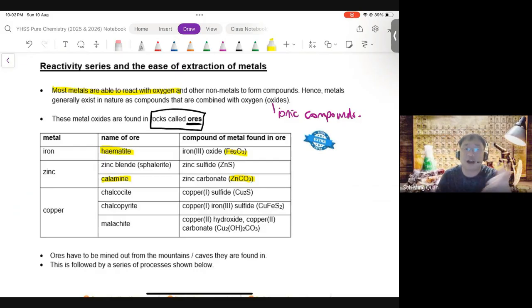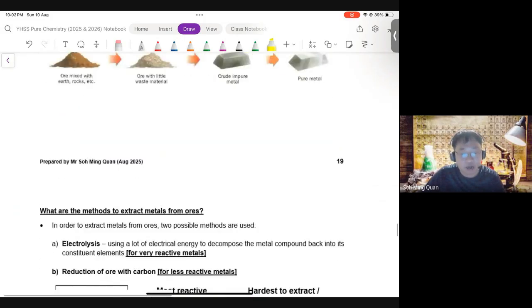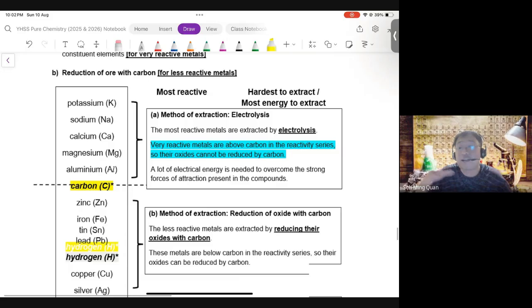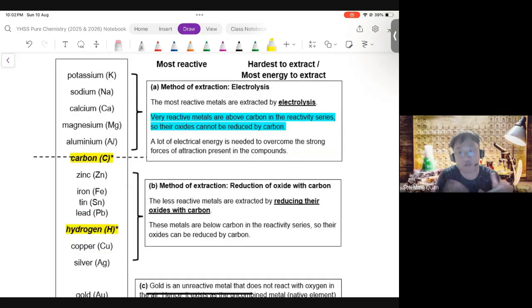So you can clearly see, right, all these metals, they are not going to exist on their own. It's a compound, it's an ionic compound. So you need to find a way to somehow separate the compound, break down the compound to get back the metal. And this is what we're going to look at today. So, how do we do this? Again, reactivity series. We come back to the reactivity series. So, the idea is last lesson, we actually spoke about reactivity series.